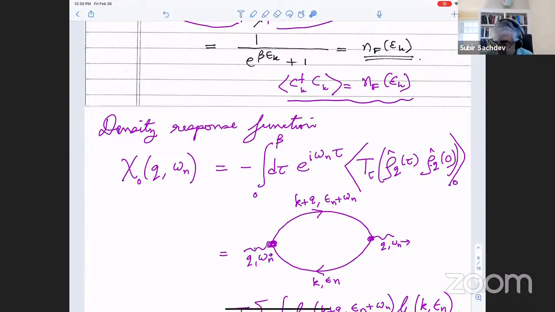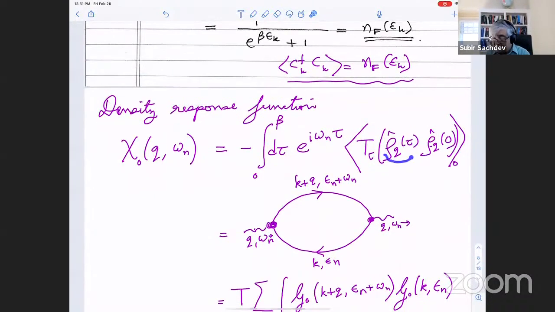For this, and now if you just want the 0th order term for free electrons, then I put a 0 here and a hat over there and a 0 here. Then what is this expression? Now let me just turn the crank with diagrams. Now I have two external vertices, a density vertex rho and a density vertex rho.